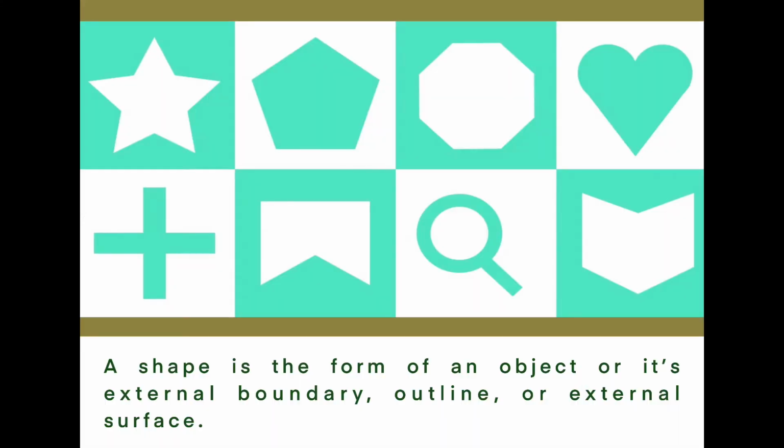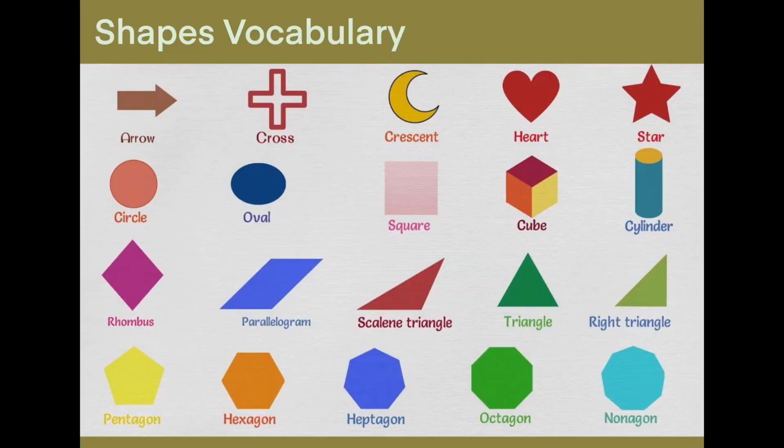So what is a shape? A shape is the form of an object or its external boundary, outline or external surface. And we've got some images there of different shapes that you might recognise, for example, a star, a cross and a heart. But we also have different names for shapes. This forms our shapes vocabulary.